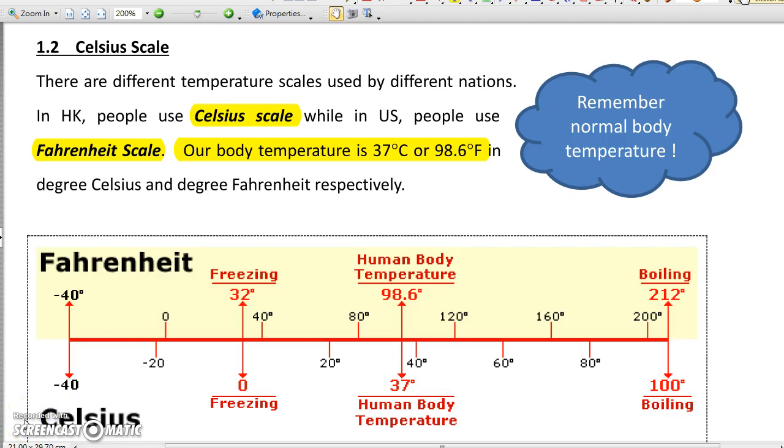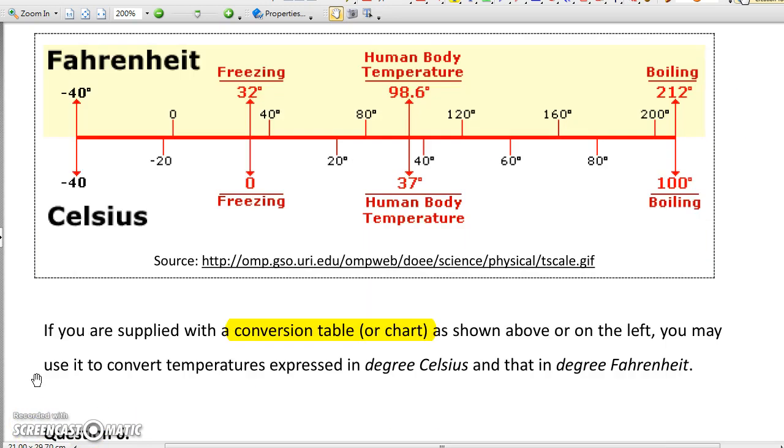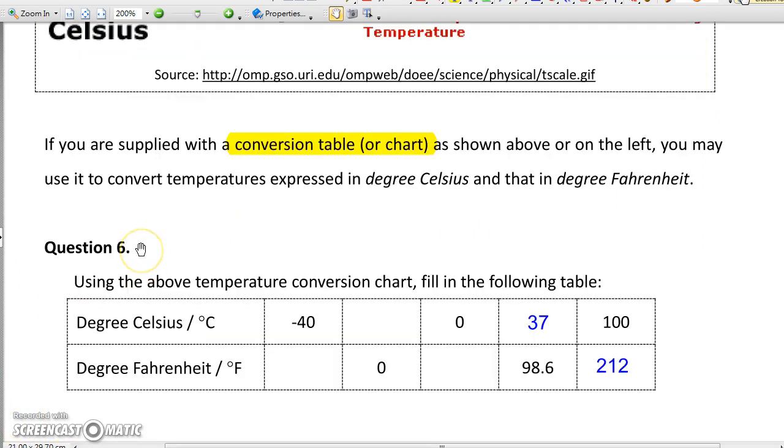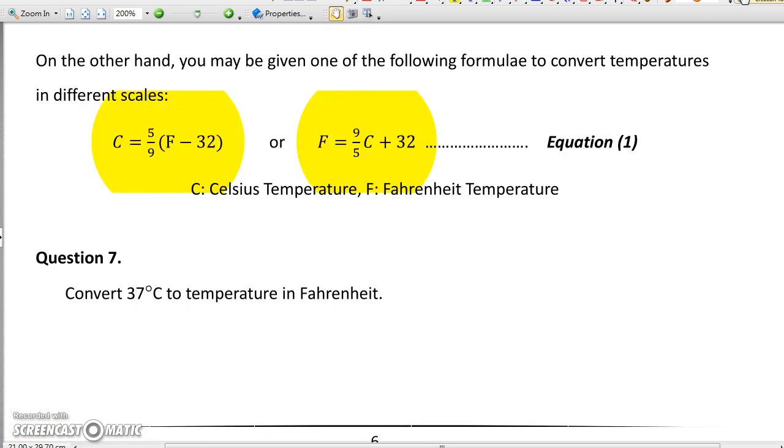So, how to convert temperature in different scales? If you are given such a diagram, which is called a conversion table or conversion chart, then you may convert temperature in Fahrenheit to Celsius or vice versa easily. For example, 98.6 degrees Fahrenheit is exactly 37 degrees Celsius. Similarly, 100 degrees Celsius is exactly 212 degrees Fahrenheit. In this way, you should be able to finish question 6 yourself after the video.